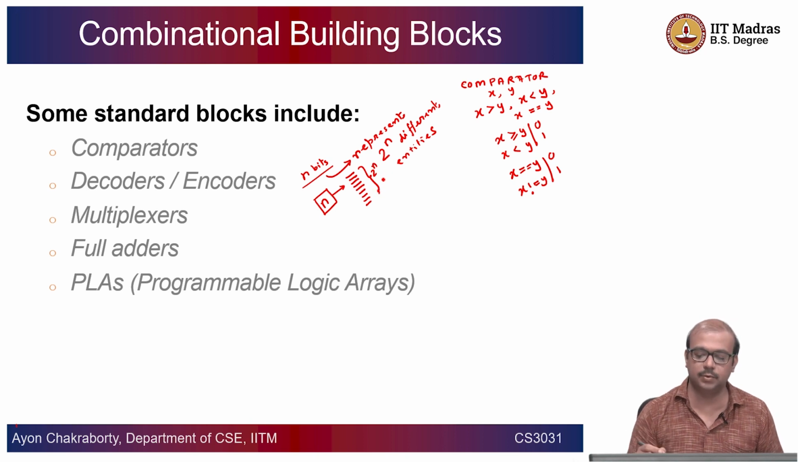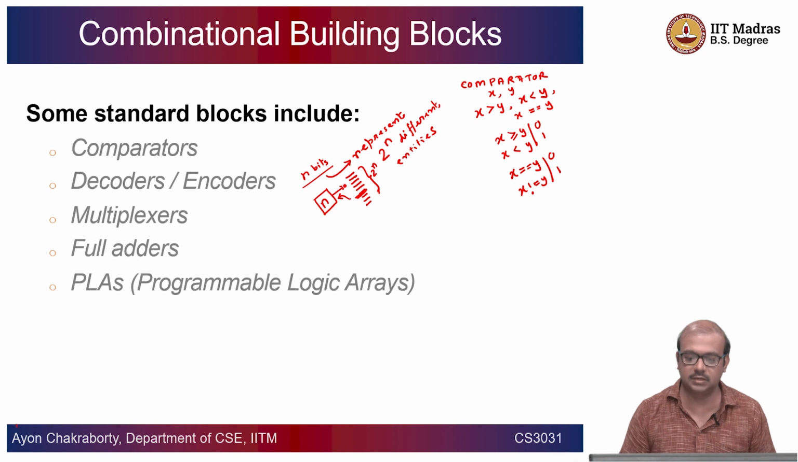The other thing is that you can actually select one of these 2 to the power n entries and try to find out the bit combination that is going to produce that. So, this is like the reverse process, and this is known as decoding and encoding. We are going to look into how these things can be implemented.